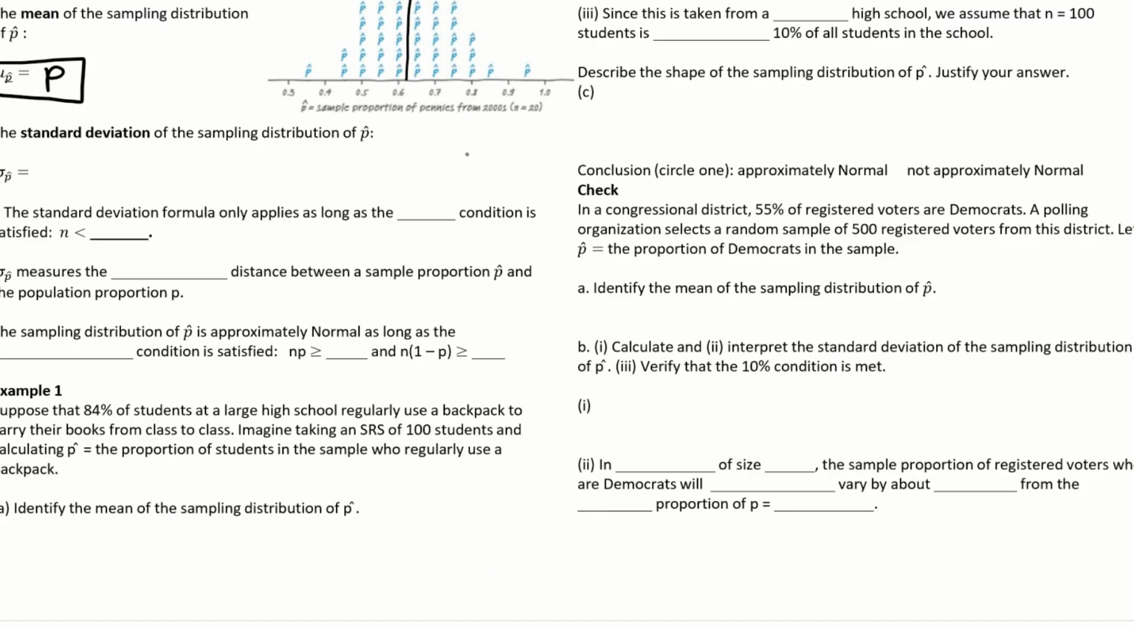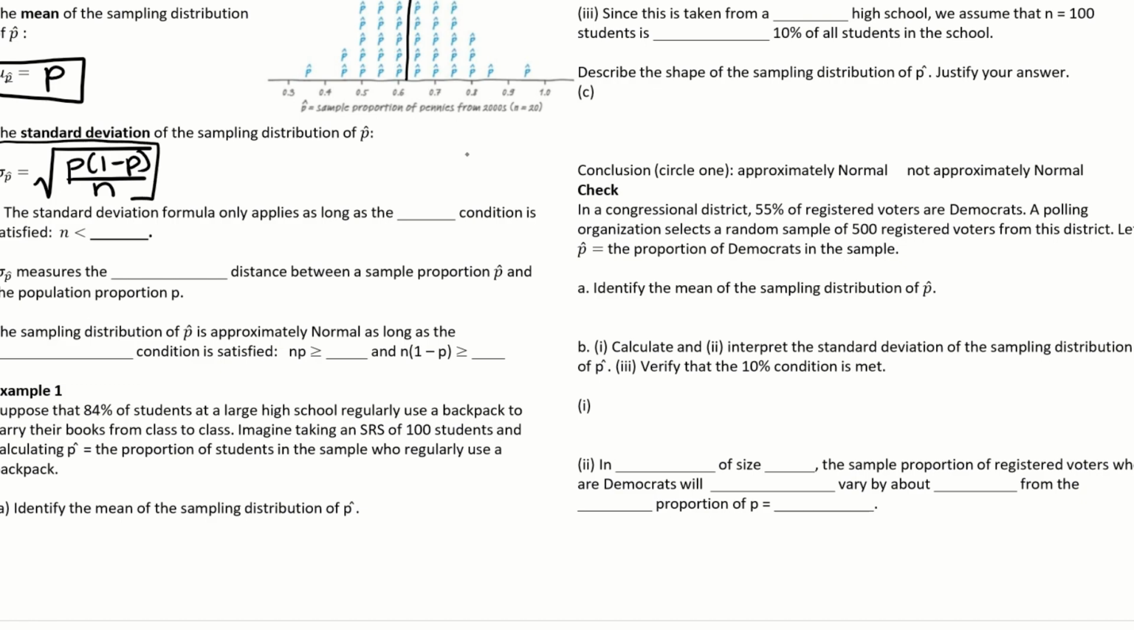Now, the standard deviation of the sampling distribution is given by the following formula. So we have sigma p hat, which describes the spread of this distribution. The formula is the square root of p times 1 minus p, divided by the sample size, n. So there's your formula for the standard deviation.